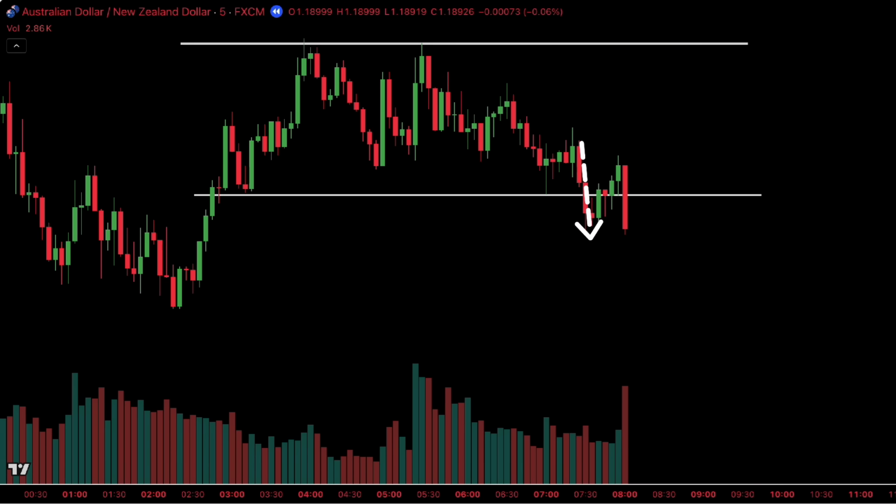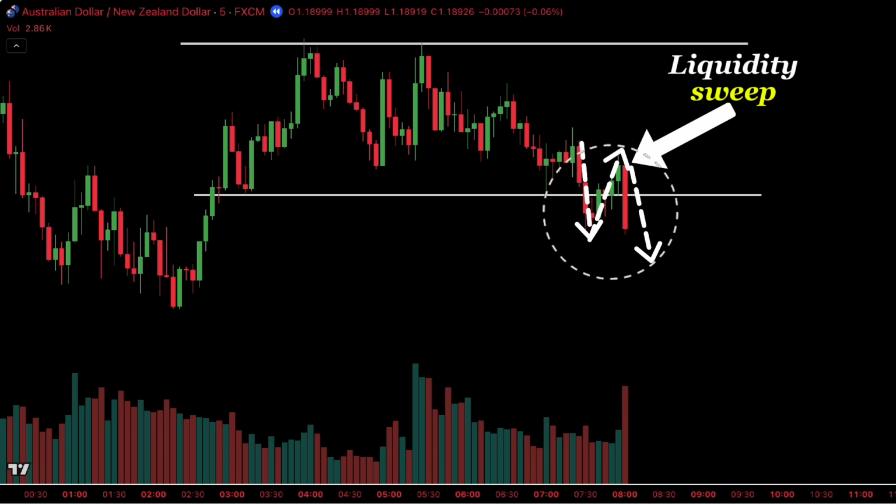As you can see, the market retraced back to the level, broke above it as if it wanted to close inside it, and then broke back below it again. This is a clear liquidity sweep at this support level that has turned into resistance. This is your signal. Now look at the volume indicator.